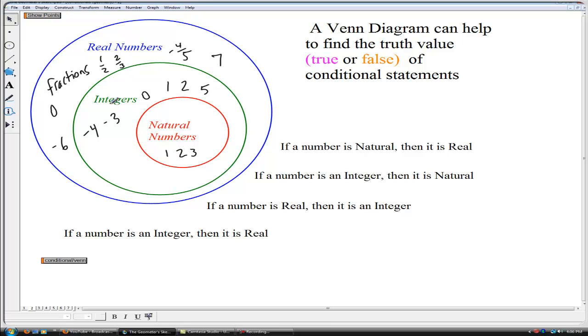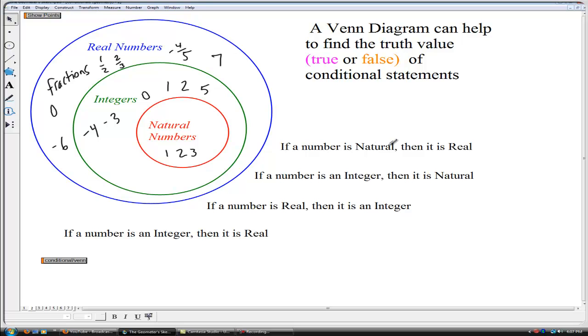So if we know about these number sets and we have them in a Venn diagram, which if you're not familiar with Venn diagrams, it means that a natural number, the further inside we go to the Venn diagram, this will also be part of an integer, and likewise a natural number will be a real number. But not every real number is an integer, right? 1/2 is not an integer. Not every real number is a natural number. -4/5 is not a natural number. So the more inside we are, the more specific we get.